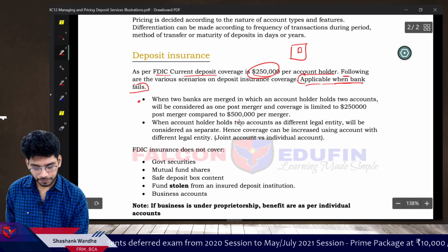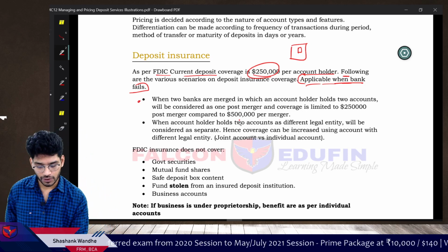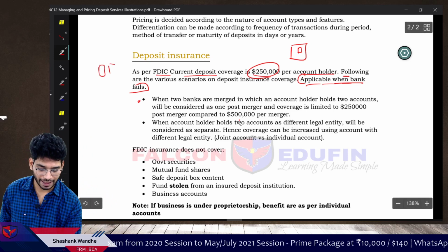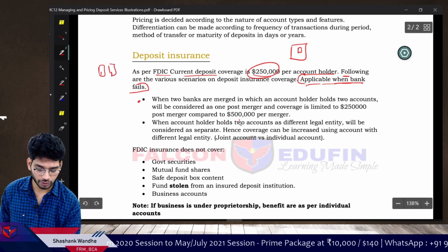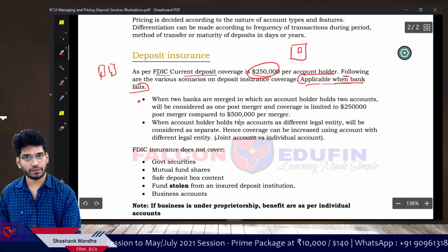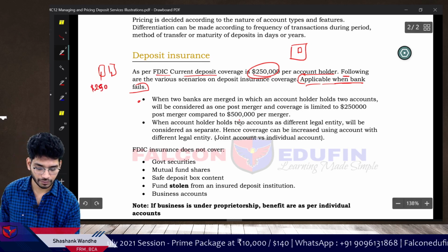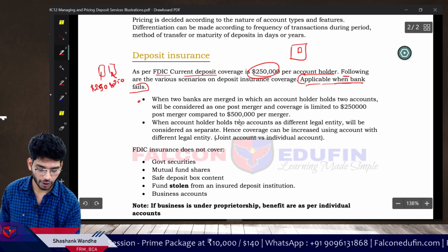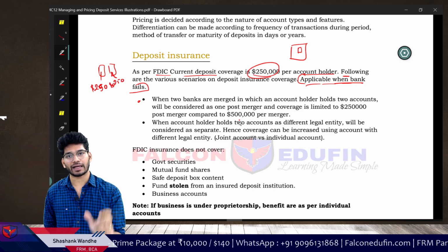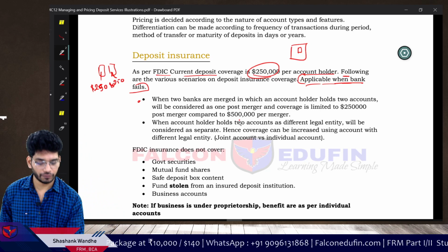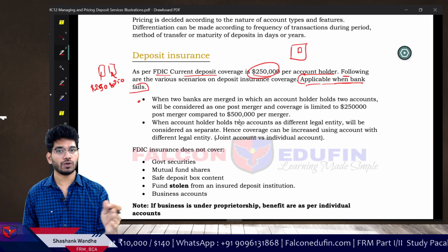Now there are two important scenarios. Say you have two banks, bank 1 and bank 2. In bank 1 you have some funds, in bank 2 you have some funds. In every bank you will get $250,000, because this is on a per bank basis. So $250,000 is per account holder per bank.